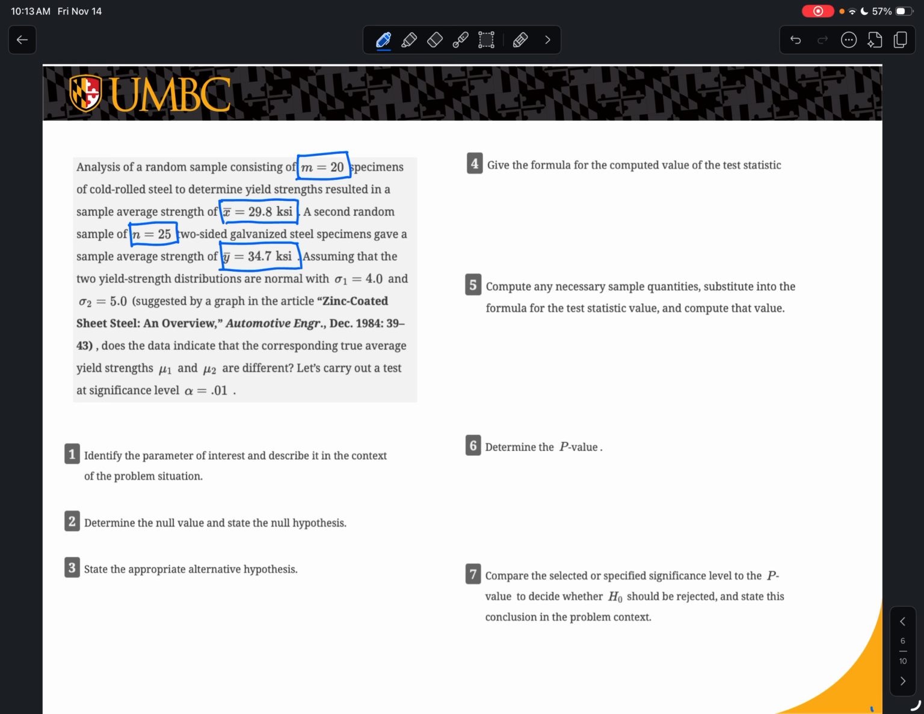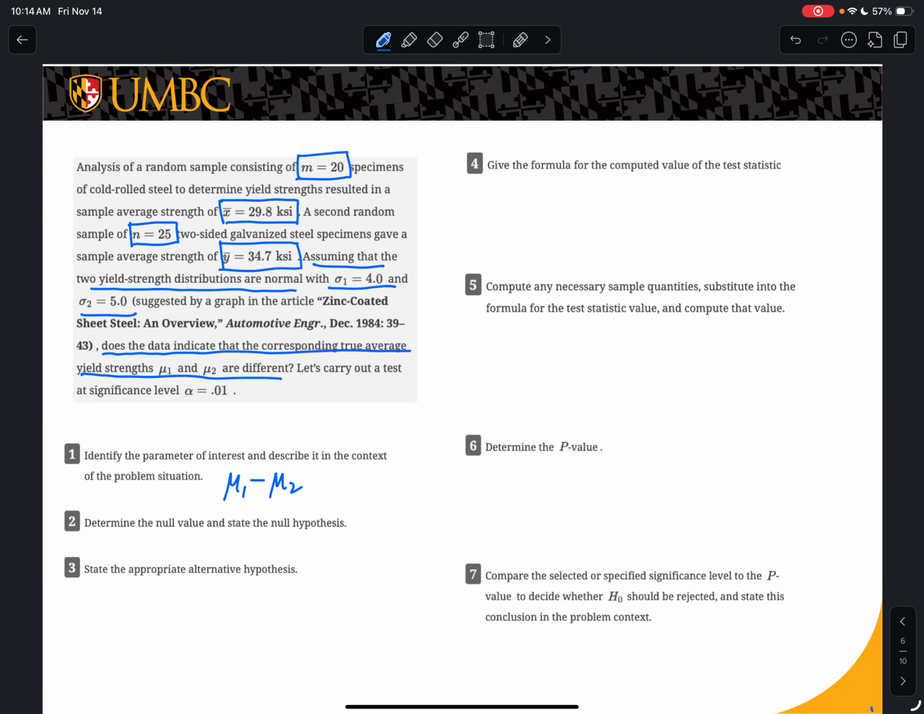Assuming that the two yield strength distributions are normal. Okay, so we have that assumption that we need. And we are told the population standard deviations. The fact that this problem writes them with sigma instead of s tells us these are population standard deviations. So that's what we need to do this problem. The question that is actually being asked here is, does the data indicate that the corresponding true average yield strengths, mu1 and mu2, are different? We want to know. So mu1 minus mu2 is the parameter of interest, and we want to know, are they different? Does mu1 equal mu2?